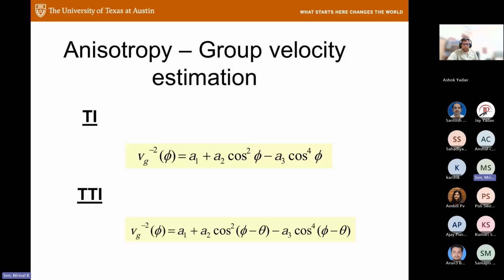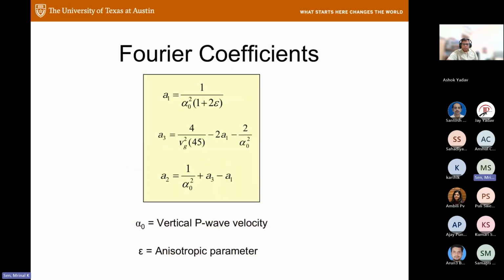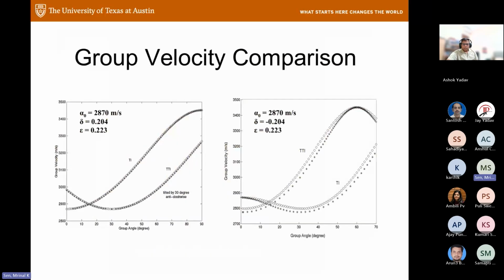So we calculate the group velocities, and then from there we have these coefficients in the group velocity. And then first we try to see how it compares. So this is group angle for group velocity, and this is for TI and TTI media. And our approximate method actually does a pretty good job. But for some stronger anisotropy when delta is negative, then we had some issues. But overall, it was actually not too bad. So we used that approximation. Otherwise, getting to group velocity is not that simple.